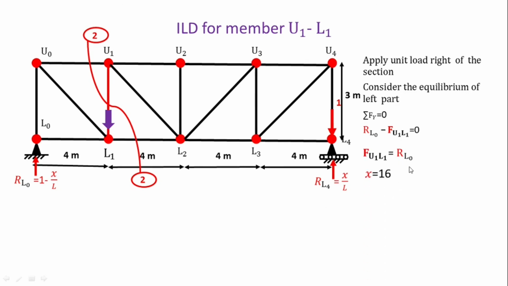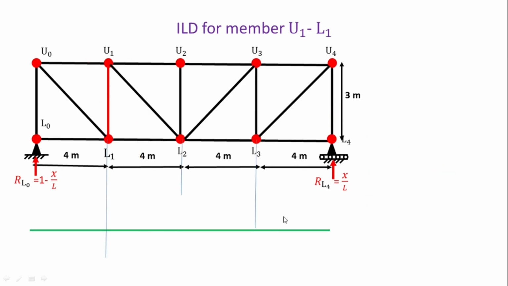Now here x is equal to 16. What is the value of R_L0? So R_L0 is 1 minus 16 by 16, that is 0. So F_U1L1 is equal to 0. In this way we got all the ordinates for when the unit load is at L0, L1, L2, L3 and L4. Now we plot here the ILD for the member U1L1.